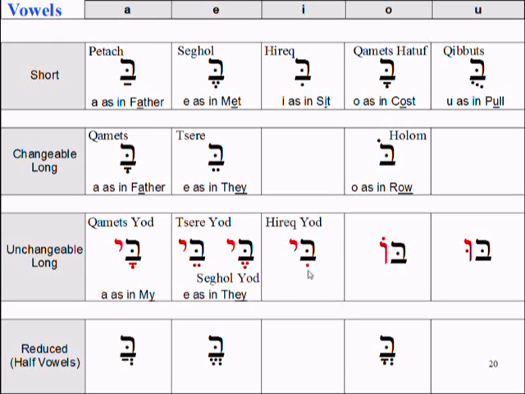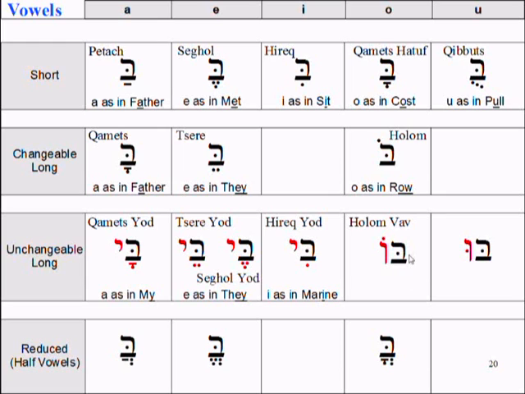Chirik yod is an i with a yod at the end, and that changes to an e sound. It's like the I in marine or machine. It's actually an e sound, so it goes from an i sound. Up here we see it as an i sound, like sit or bit. But down here, when it's followed by a yod, it changes to an e sound. So it's being lengthened. So this yod lengthens the sound from an i to an e sound. Machine, marine.